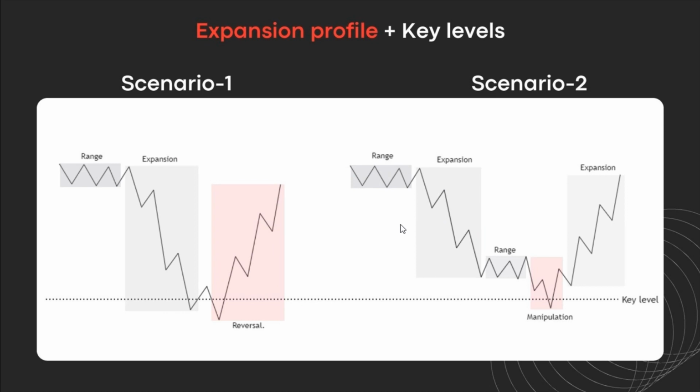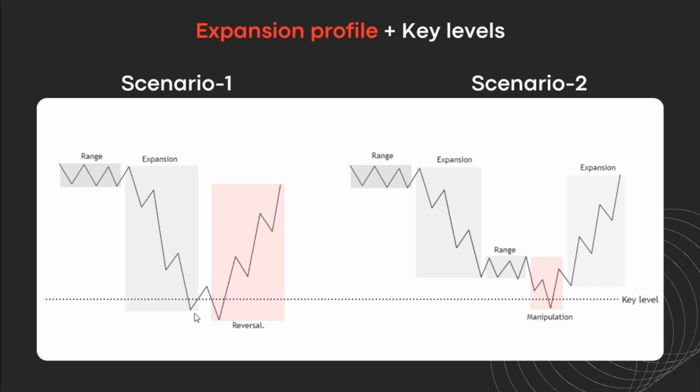So right here you can see the first scenario based on the combination of expansion profile and key levels: the expansion profile ends inside the key level, meaning we've tested the key level in the expansion move. In that case, we're going to expect a reversal profile straight away, because a key level has already been tested, and that key level is going to act as a catalyst for expansion in the form of a reversal profile.